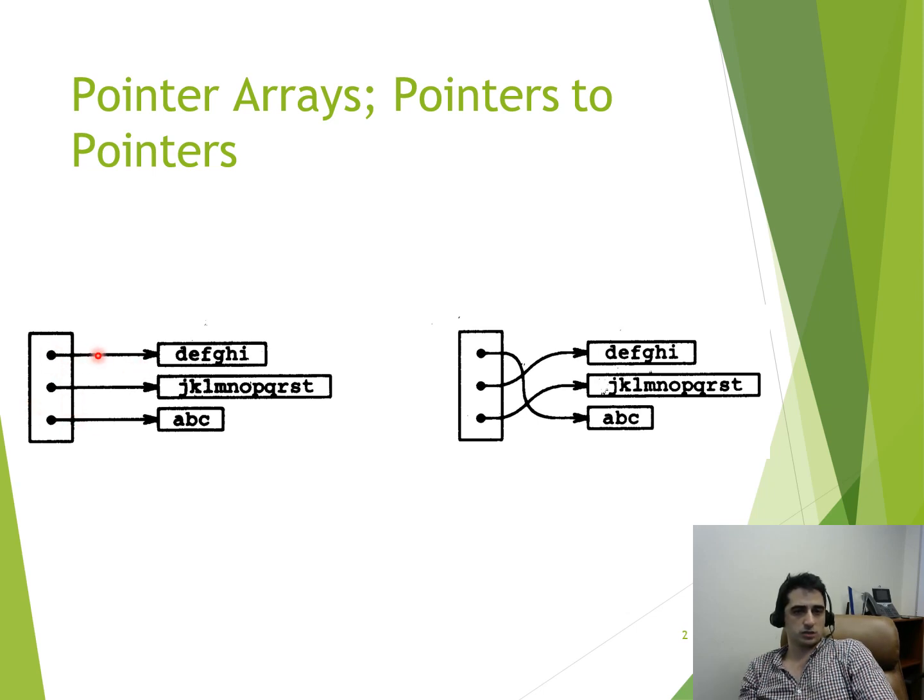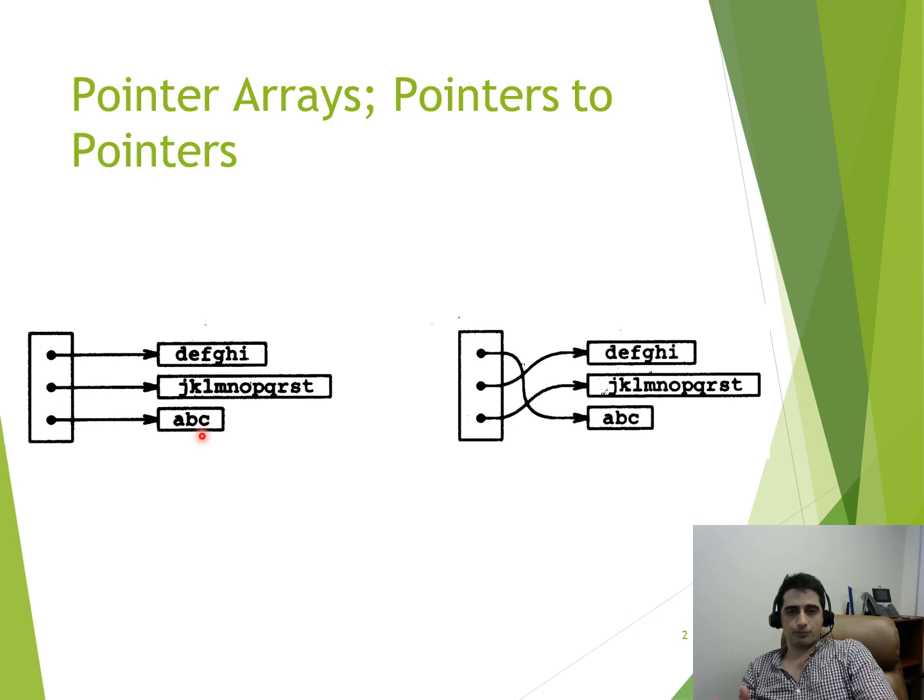Each of those char stars or char pointers are pointing to an array, and the array is an array of characters. So each char star points to a char array or a string. The first string, let's say the user enters, is DEFGHI. The second one is JKLMNOPQRST. And the last one is ABC.